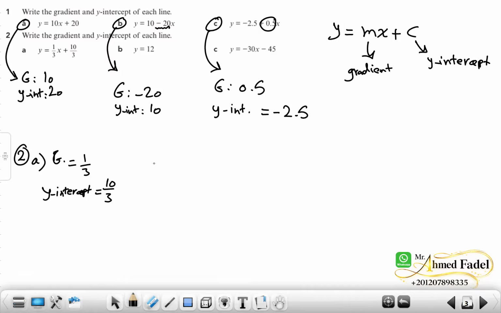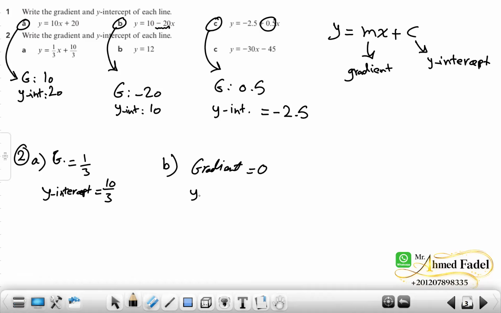Let's go to question B. So 2b. They're saying just y equals 12. So what is the gradient? The coefficient of x. Do you have x? No, I don't have x. So it is as if you're saying 0x. We don't have x at all. So the gradient is what? The gradient is 0. That's in question 2b.